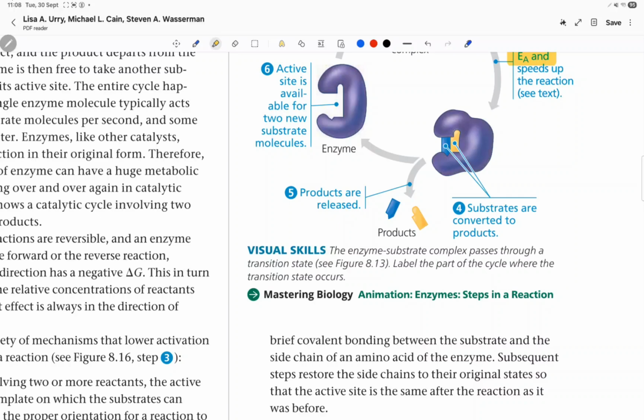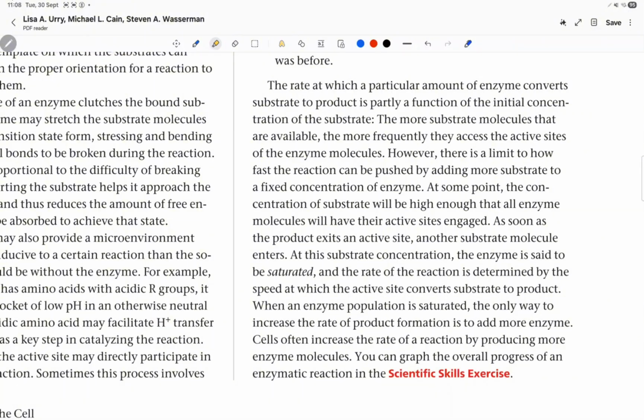Products get released, and now the enzyme is going to be reusable for another reaction. Now, if you want to make the reaction faster, you can obviously add more substrate, because more substrate would mean more collisions with the enzymes, which basically means more active sites are going to be filled up. But at some point, if you have a lot of substrates, but the number of the enzymes is still low, the reaction cannot become faster anymore.